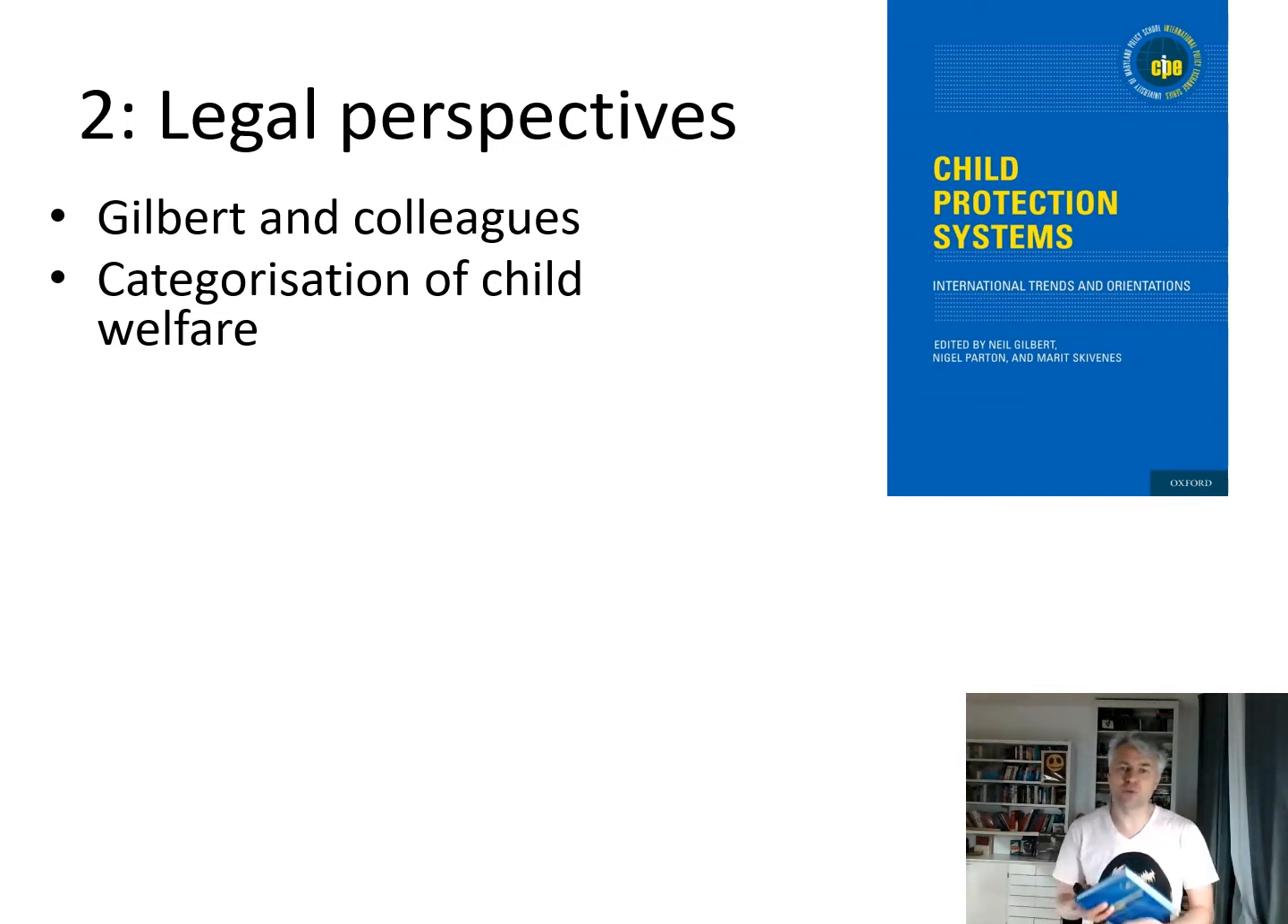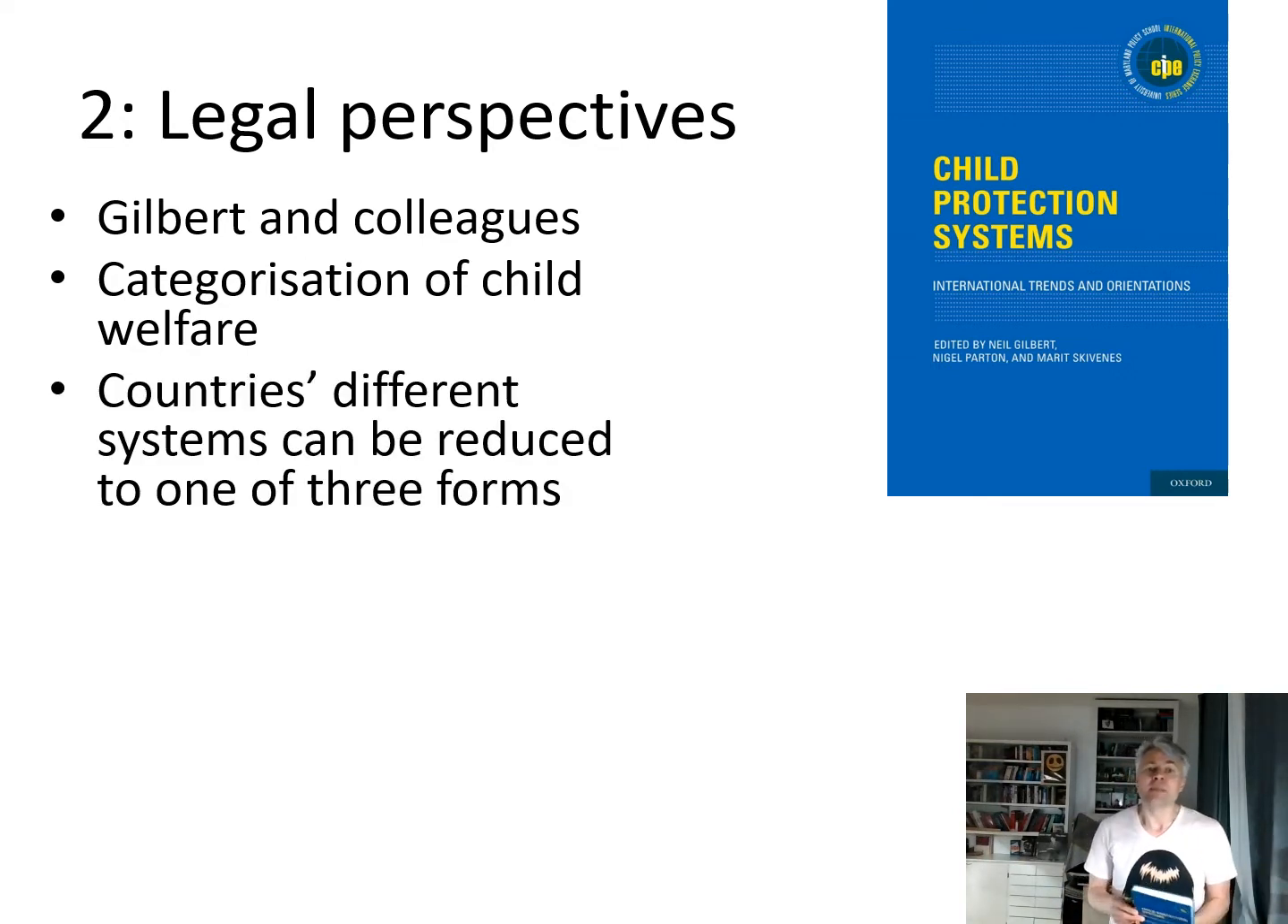Now, this is my example, child welfare. We could do the same with, say, social work of disabled people, or you could look at mental health social work. You could compare the systems that different countries have in that one specific area. Now, Gilbert and colleagues' point is different countries have different systems, but we can create clusters of these systems. So there's not an infinite number of variations, but rather most countries fit into, well, Gilbert and colleagues say most countries fit into one of three different forms. And their findings are really, really interesting.